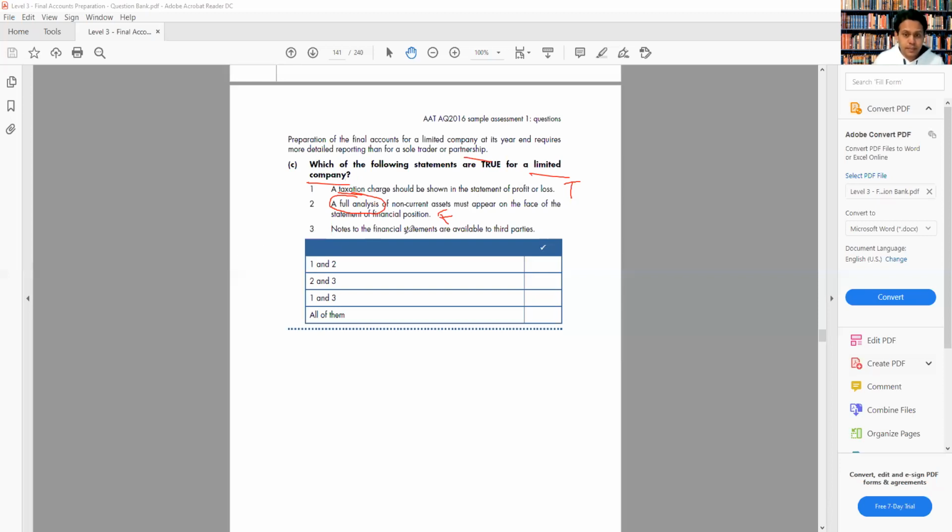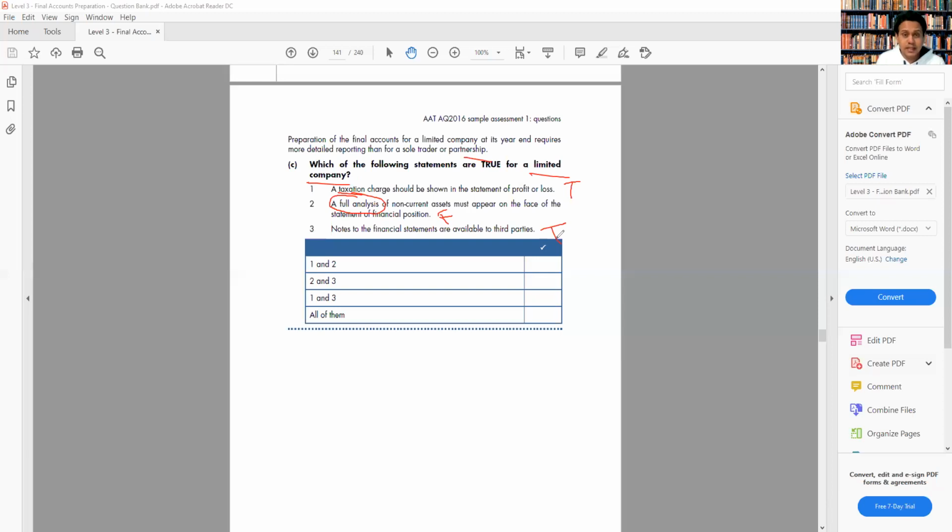Notes to the financial statements are available to third parties. This is true. Anyone can read it. And basically, this is for people who are not from an accounting background. The notes to the financial statements make their life easy. They help them to understand the meaning of some accounting terms. For example, depreciation, trade receivables, what does that mean, the dividend. So this type of technical word maybe the non-accounting people will not understand, so that's why they read the notes to the accounts. So this is the meaning of that word.